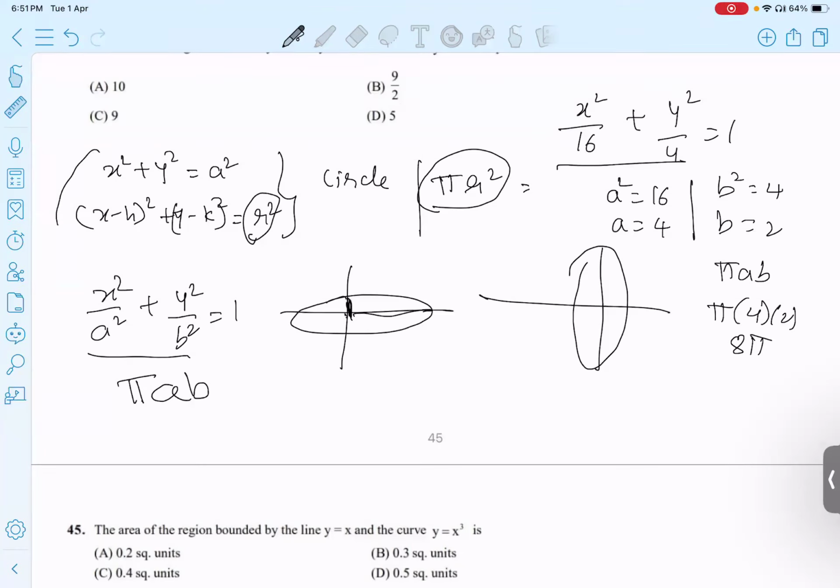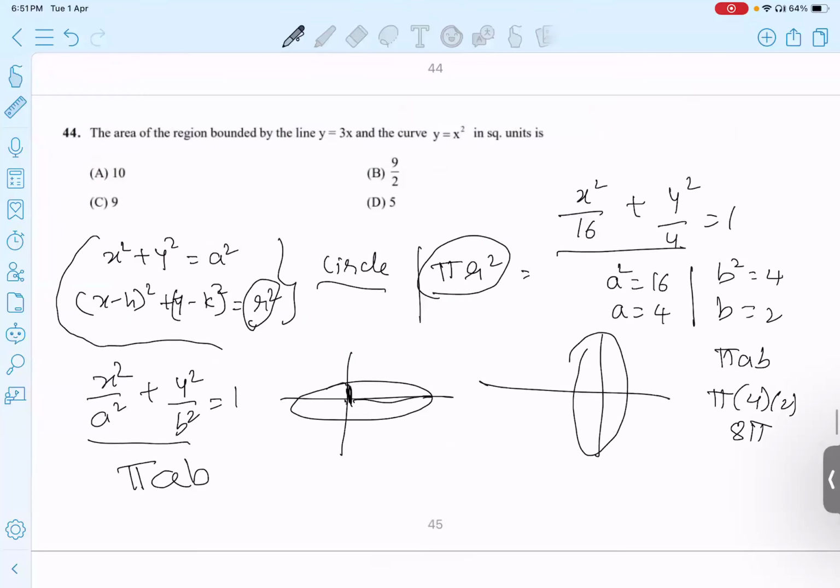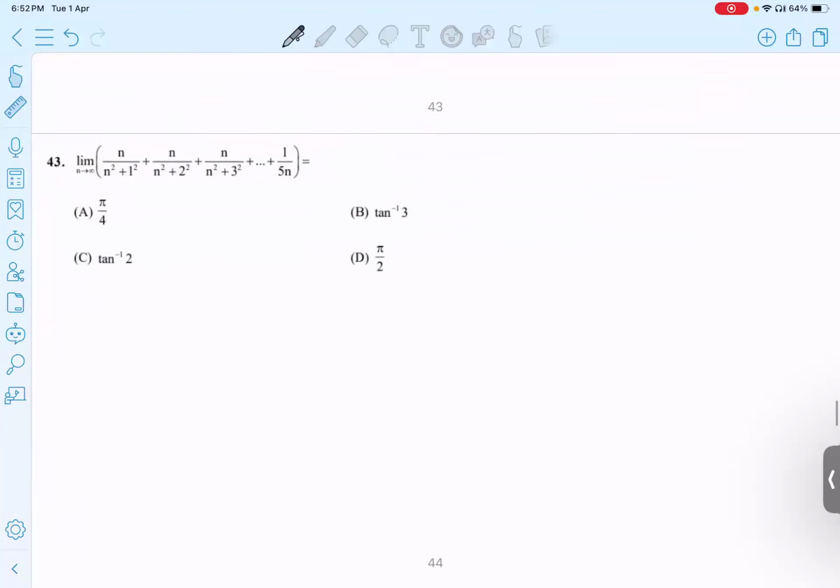So possible questions from the applications of derivative will be asking the questions on area of a circle or area of an ellipse. Fine, students. So these two are out of syllabus questions, students. Now moving on to the next one.